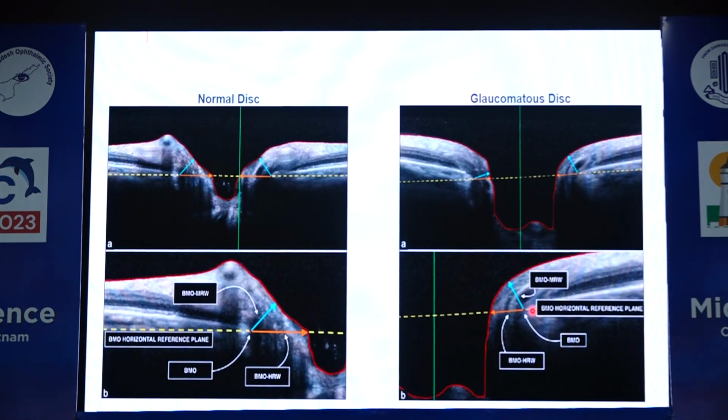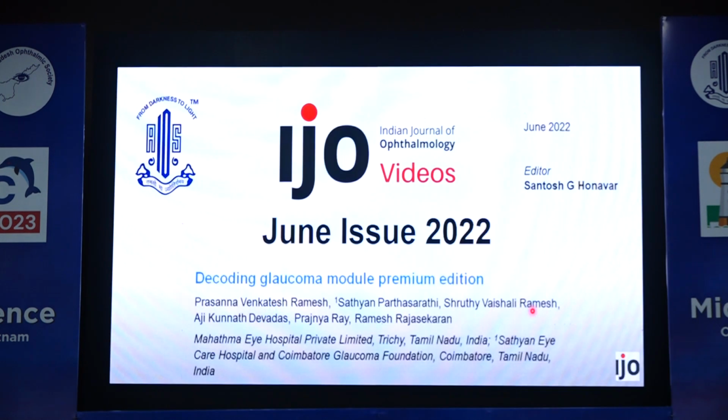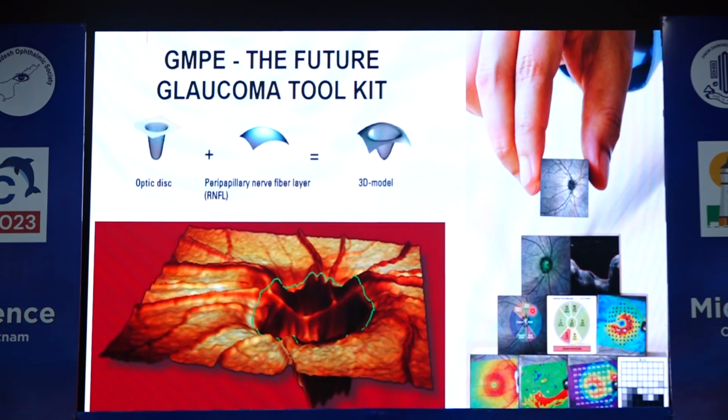Most of my talk, which covered Bruch's membrane opening minimum rim width and horizontal rim width, is there in my publication in IJO in the April 2021 issue, as well as another publication in the June 2022 issue in IJO videos. So thank you once again for giving me this opportunity. GMPE Spectralis is going to be the future glaucoma toolkit, where it's going to cut the disc in a three-dimensional way, and it's going to make a mark in the structural evaluation and the way we perceive the structural orientation of glaucomatous damage. Thank you.